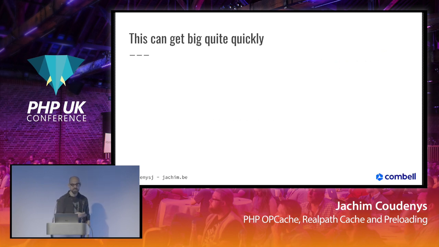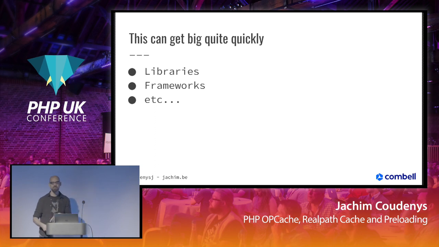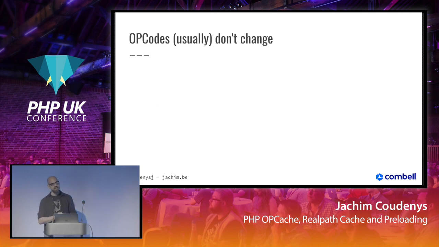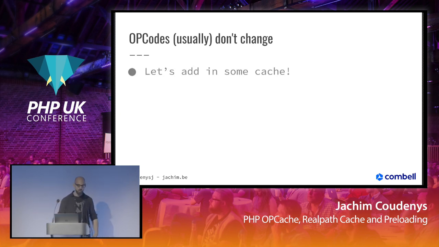As you can imagine, this can get big fairly quickly if you're using libraries or frameworks. This is just a small script to show you all the opcodes, but this can get gigantic if you have a lot of files and code. And most of the time, the opcodes don't change. First of all, if you're using Composer and you have a vendor directory, all the files in that directory are not changing. And if you are running a specific version of your application in production, you're hopefully not live editing files in production, so those opcodes don't change. So when things don't change, what do we do? We just add some cache in it.